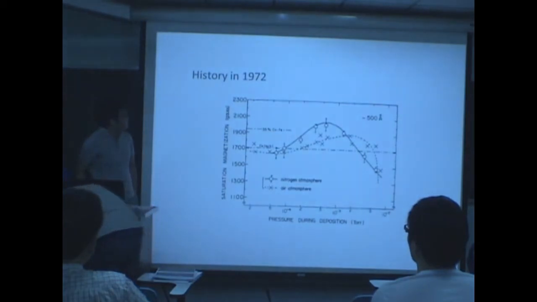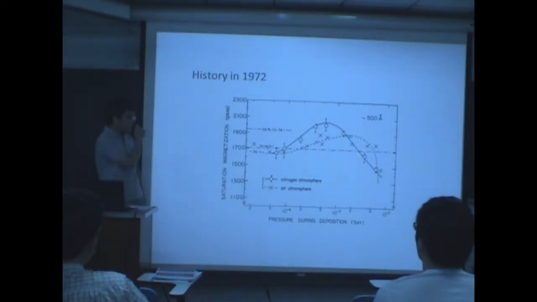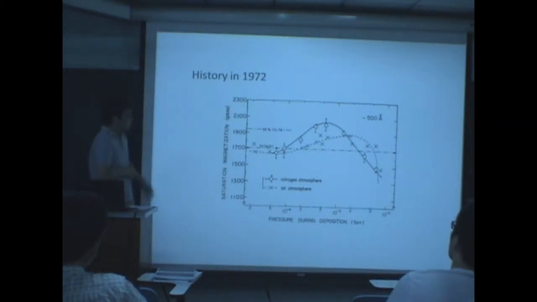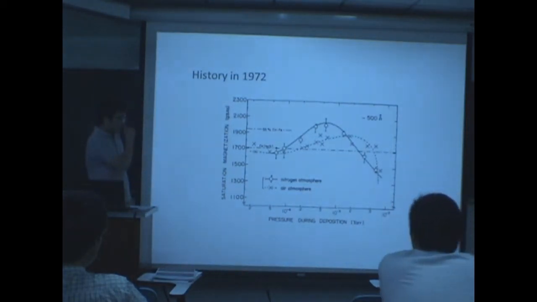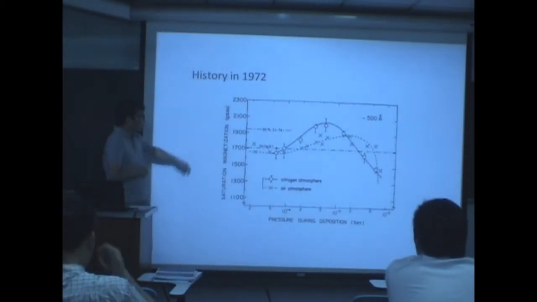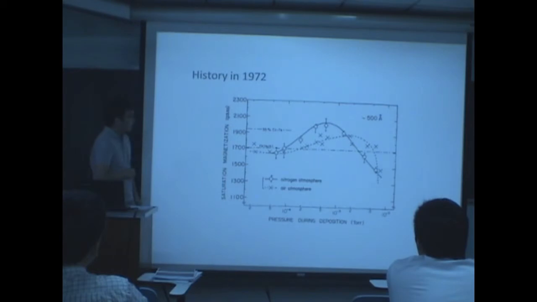Back in 1972, Professor Takahashi found the change of saturation magnetization with the pressure of nitrogen during deposition. The result shows that the highest saturation magnetization occurs at a specific condition, which is larger than that of bulk iron and cobalt-iron alloy. They also attribute it to the appearance of alpha-double-prime phase in this system.